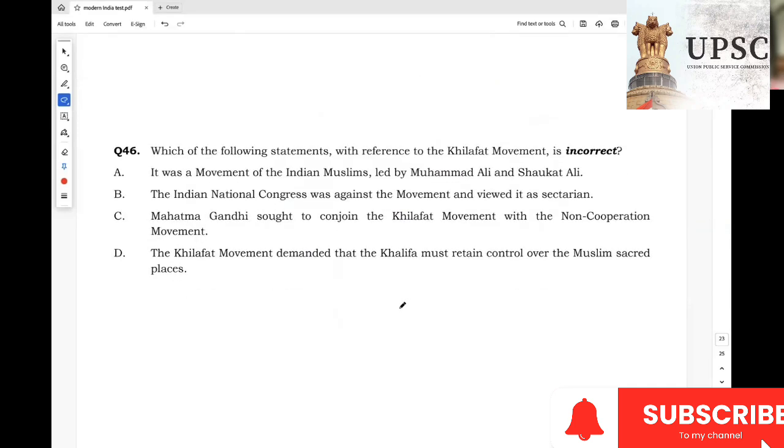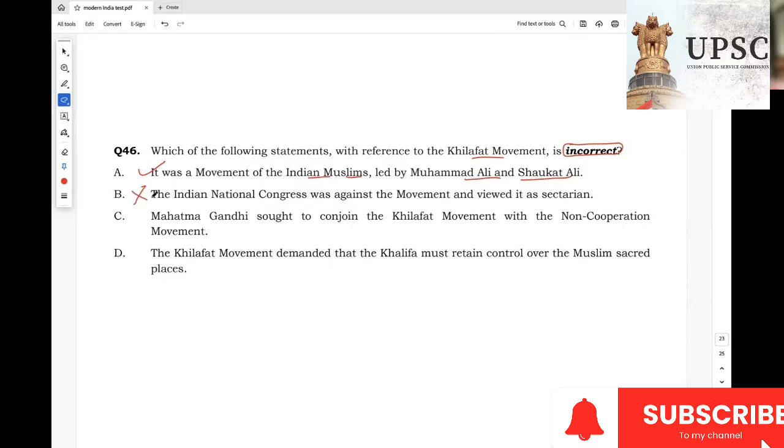Which of the following statements with reference to the Khilafat movement is incorrect? That's why it is bolded, right? So, Khilafat movement, which of them is incorrect? It was a movement of Indian Muslims led by Shaukat Ali and Muhammad Ali, that is, the Ali brothers. Yes. So Muhammad Ali Johar, Shaukat Ali Johar. The Indian National Congress was against the movement and viewed it as sectarian. No. Look, now you got the answer.